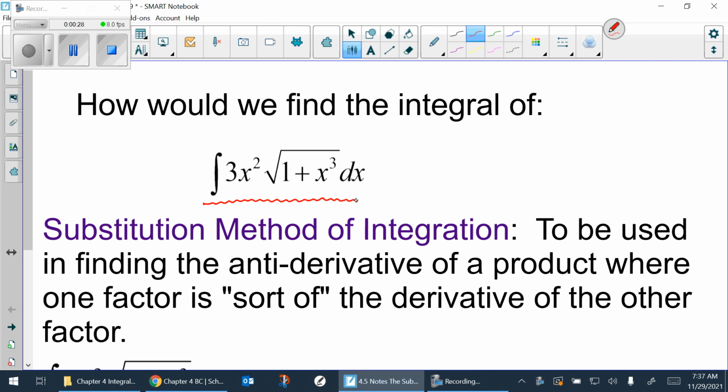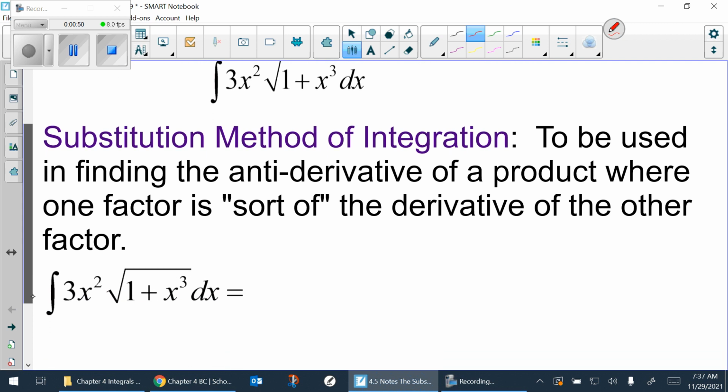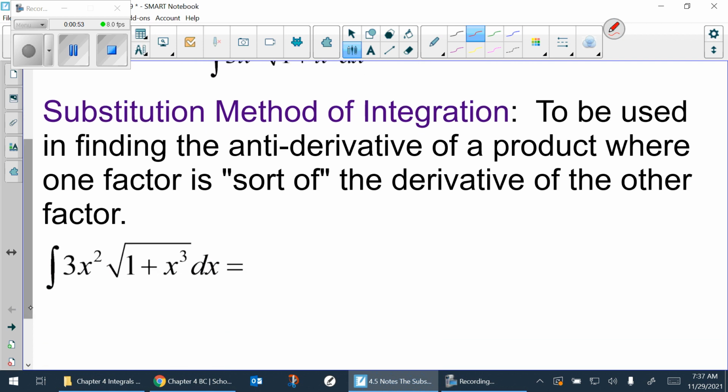In Section 4.4, we said, hey, if you can simplify it, let's do that before we take the integral, but we really cannot distribute inside a square root or any kind of a radical sign. So that's no good. You have to come up with a different method, and that different method is known as integral substitution. And this is used for finding the integral or the antiderivative of a product, where one factor is sort of the derivative of another factor.